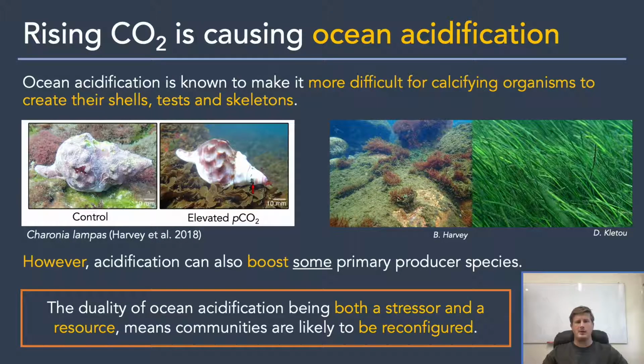Now, when looking to assess how communities and ecosystems will respond to ocean acidification, one of the difficulties we have is that ocean acidification will actually be simultaneously acting as a stressor, particularly for calcifying organisms, as well as a resource for some primary producing species. Overall, this means that we are quite certain that communities are likely to be reconfigured or reshuffled in response, but our ability to accurately predict becomes more difficult.